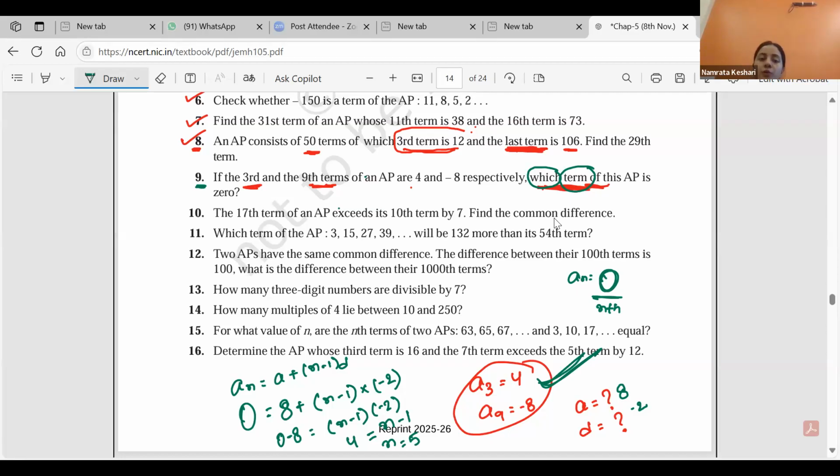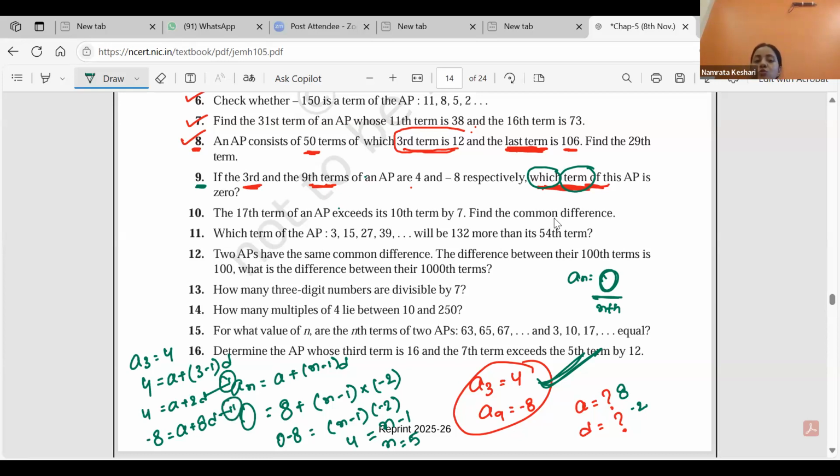So the third term is 4. That means we'll be using the formula for the third term. The formula is A plus n minus 1 into D. Here n is 3, so 3 minus 1 into D, and that is 4. Then we are saying A plus 2D equals 4. This is equation number 1. From the other one, A9 is -8, we get another equation: -8 equals A plus 9 minus 1, that is 8D. We get two equations.